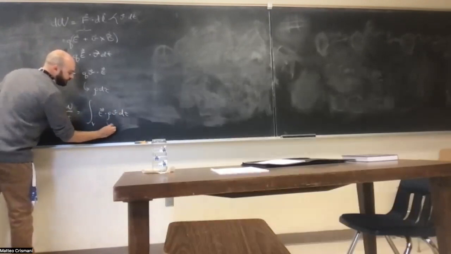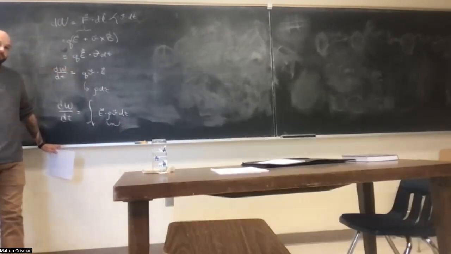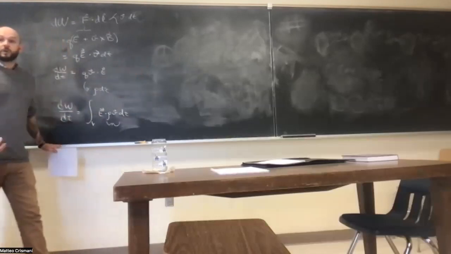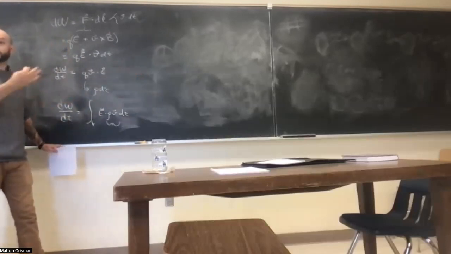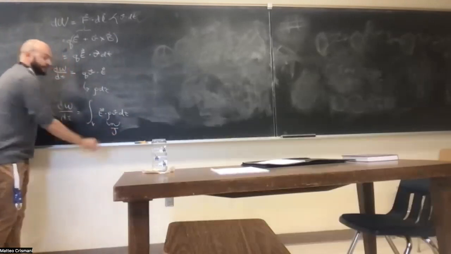And this thing here, this rho v, what's that? Rho v, what does the rho mean again? Charge density, and v is the velocity, not the volume. So it's the current, because it's the charge density multiplied by some rate of change. So it's the charge per unit time per unit area, sorry. So this is J, by definition.